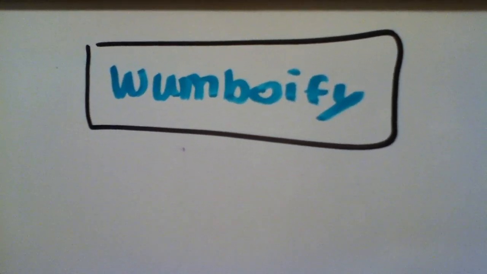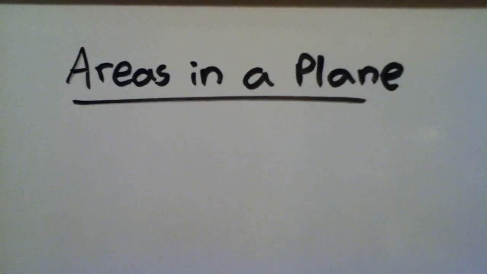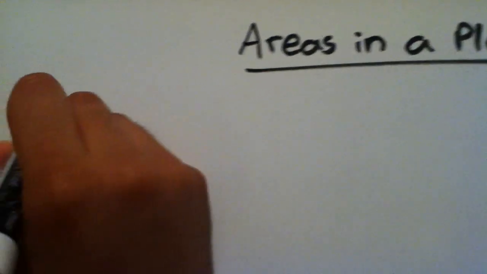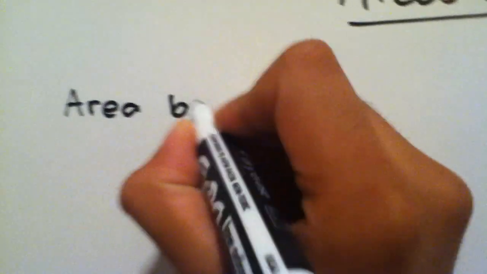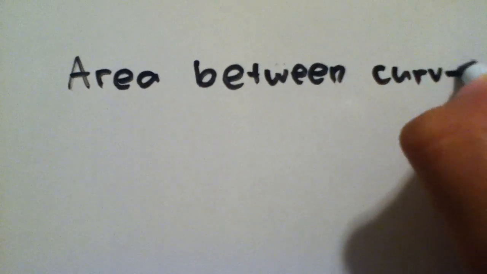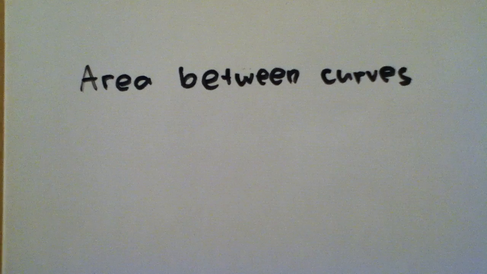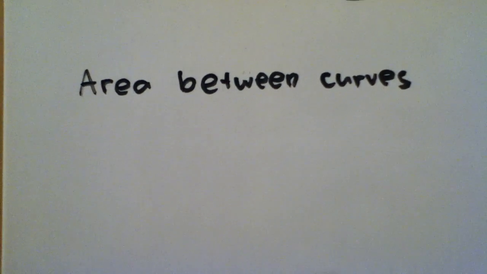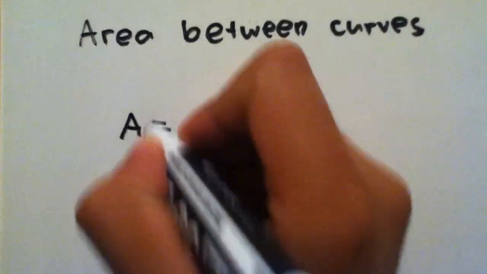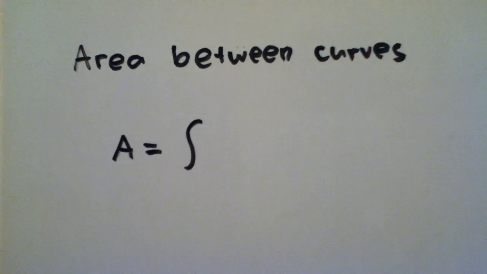Welcome back, and today our topic will be areas in a plane. And for areas in a plane, we'll be discussing specifically the area between curves. And there is a simple formula we can follow to find the area between curves. It just says that if you're trying to find the area between curves, you just have to subtract the integral of one from the other.